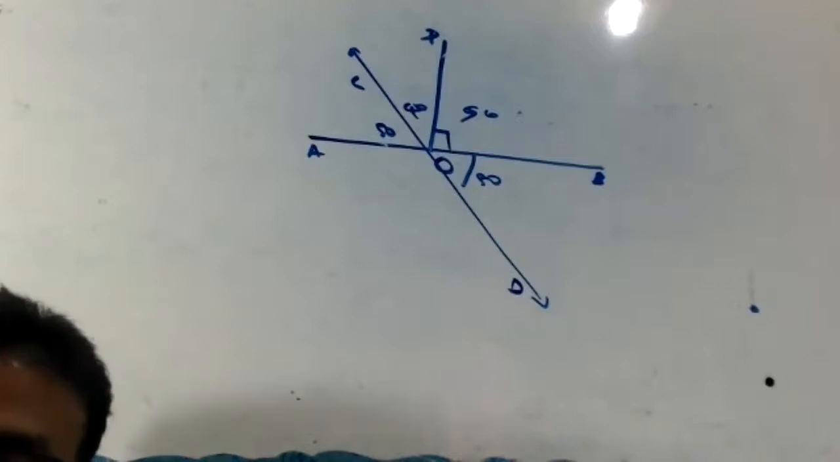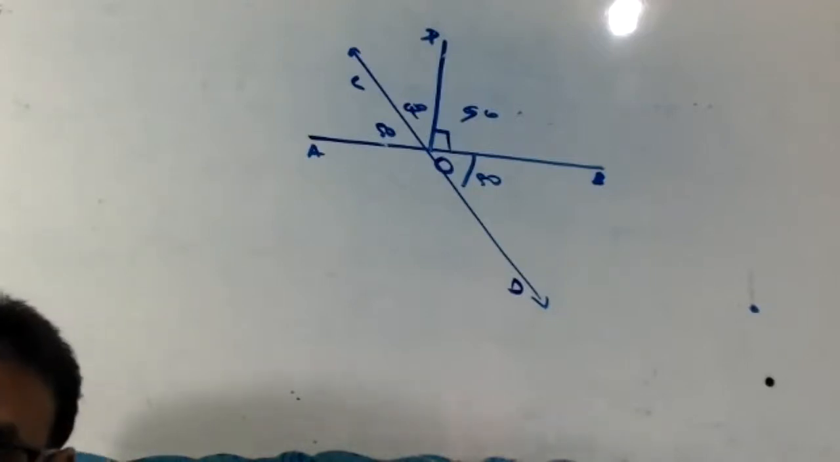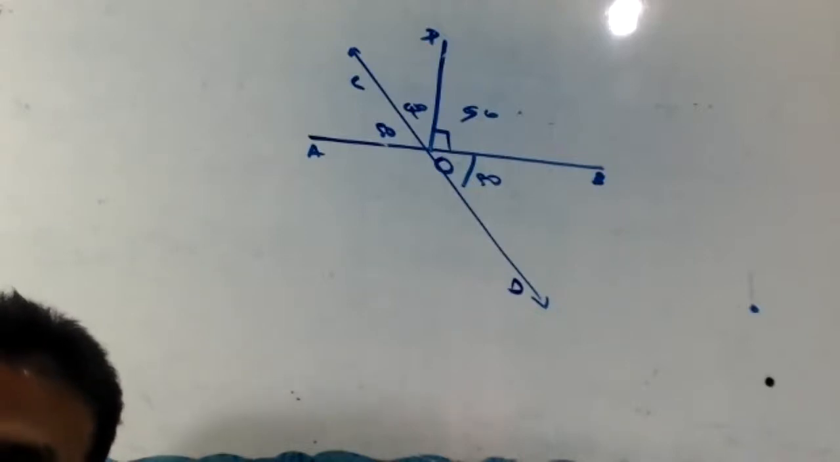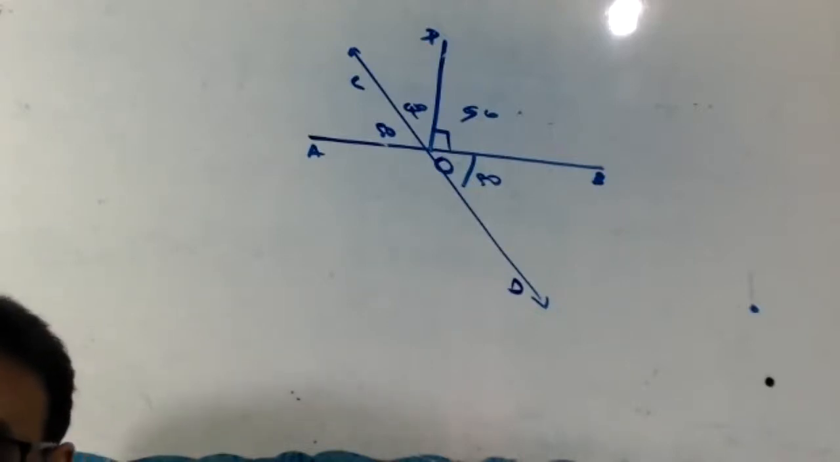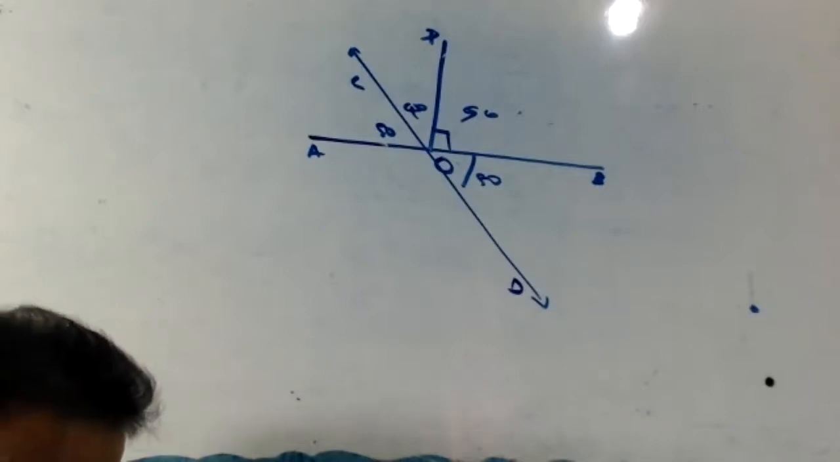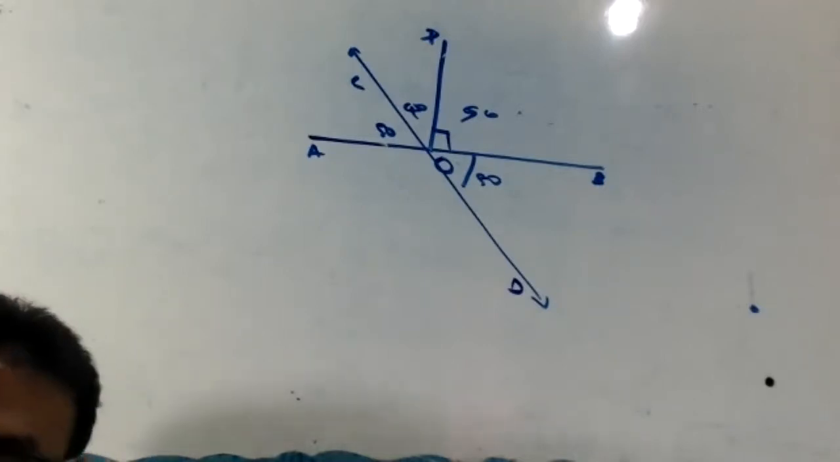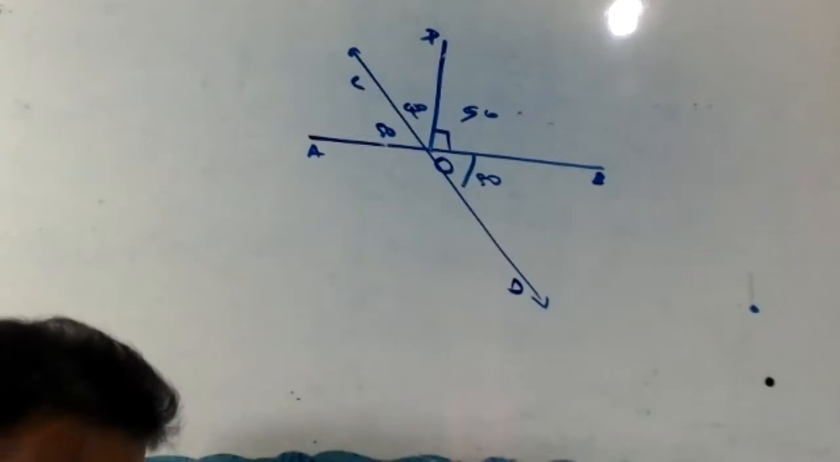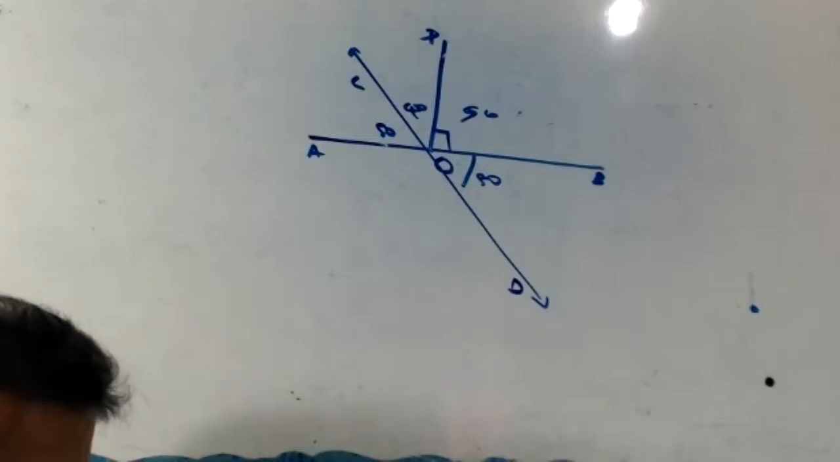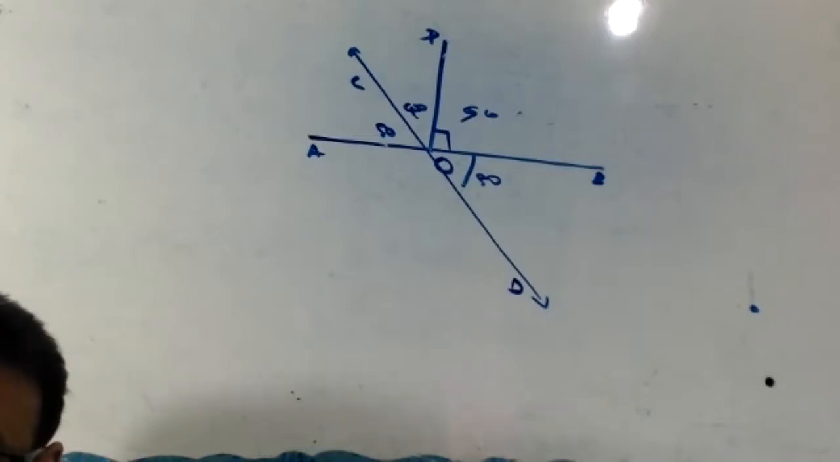Two supplementary angles differ by 23. Find the angles. Okay, find out.